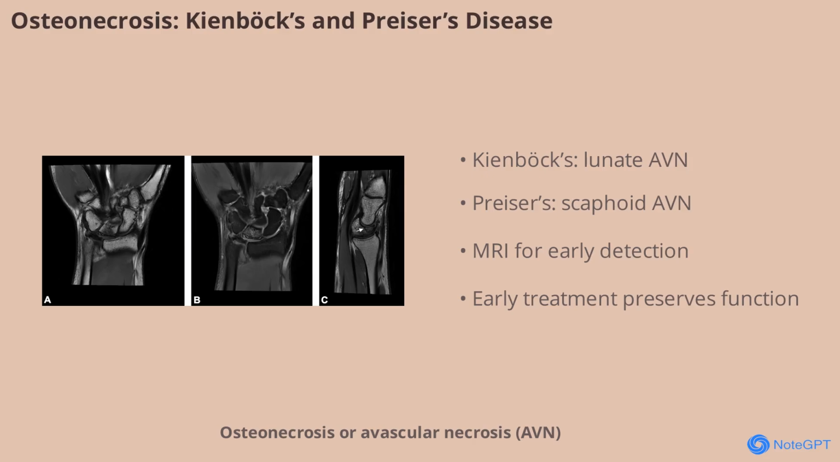Osteonecrosis or avascular necrosis (AVN) can affect the lunate, Kienböck's disease, or the scaphoid, Preiser's disease. Kienböck's disease is more common in athletic men and presents with insidious dorsal wrist pain. Early radiographs may be normal, but MRI can detect bone marrow edema and signal changes.